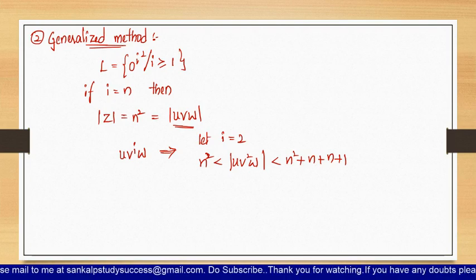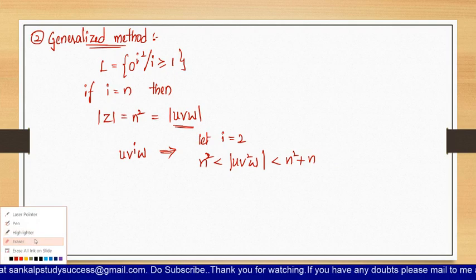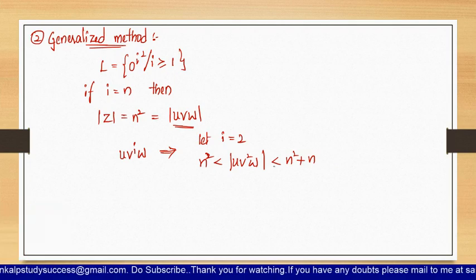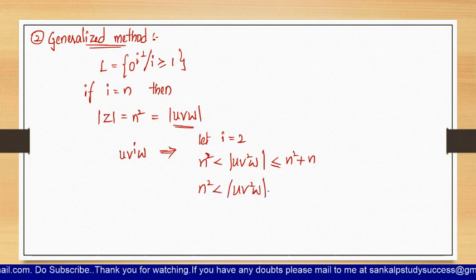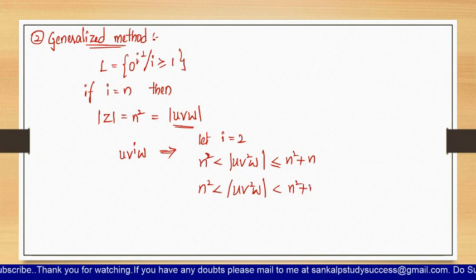So first let us add only n, because it is less than or equal to n square plus n, right? Because we are adding something here. So now n square is less than mod u, v square, w, which, if you add something more to that, then it will not be equal and it will be less than n square plus n. We are adding n plus 1, so it will be less than, right?